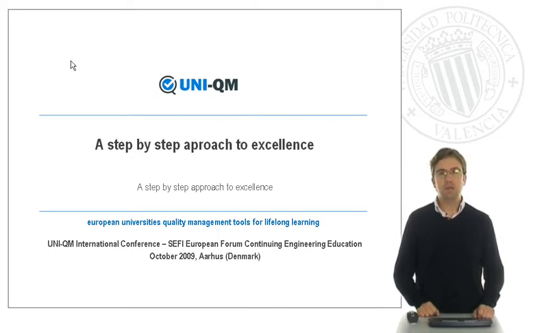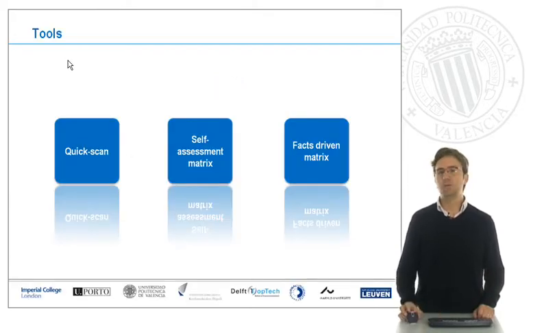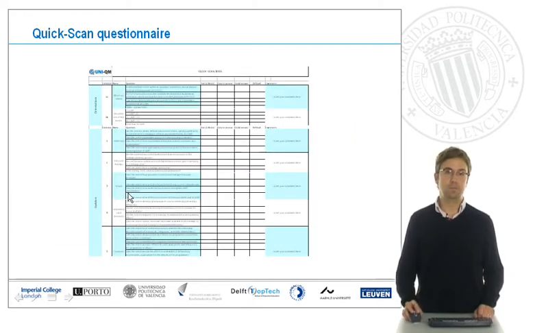On this polymedia, we are going to talk about the use of the QuickScan tool that we have developed on the project. As you will probably know, we have three different tools: the QuickScan, the self-assessment matrix, and the facts-driven matrix. Here we are going to talk about the QuickScan, an entry-level tool to have a first picture of how you are doing with your management at your continuing education center.